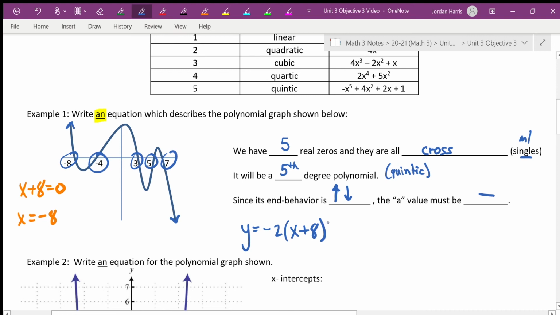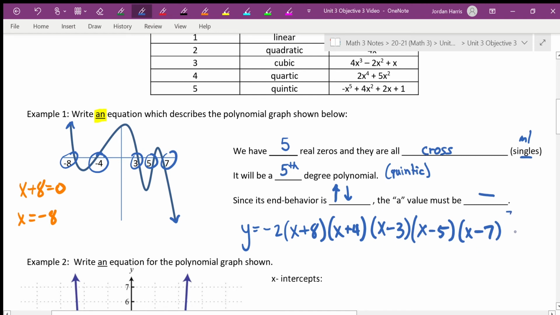The next one is negative 4. That's x plus 4. If I set that equal to 0 and subtract 4 from both sides, I get x equals negative 4. And then it's a positive now, so it just changes the sign: x minus 3. x minus 3 equals 0, so I'd add 3 to both sides, and I get x equals 3, and so on. And there are no exponents because we want a multiplicity of 1. And there we have it.